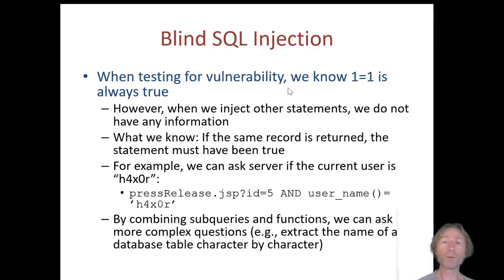So when we're testing for the vulnerability, we may know that 1 equals 1 is always true, but we can now also use other statements to see whether or not we get anything different, or whether we can still have the same, right? For instance, what if we try to guess the username? So press release 5 and username equals Hacksaw in this particular case. If this is true, if we're getting the same press release, it means that we guessed the username correctly. And you can use this and also add subqueries and functions. You can also try to extract the database table character for character.